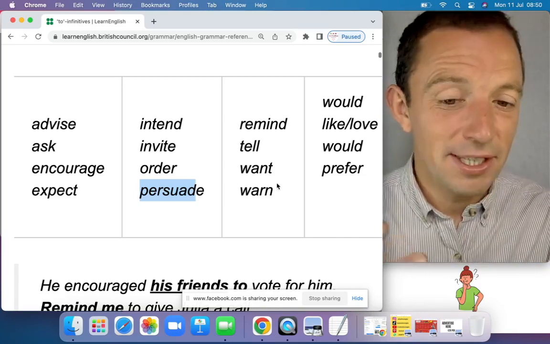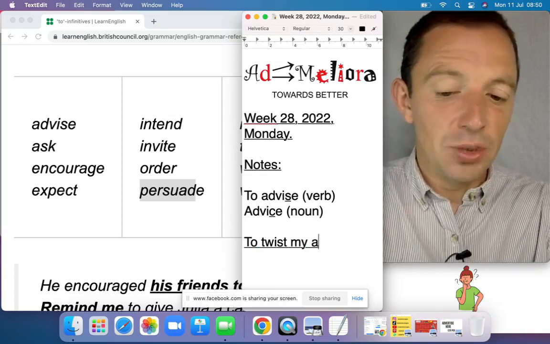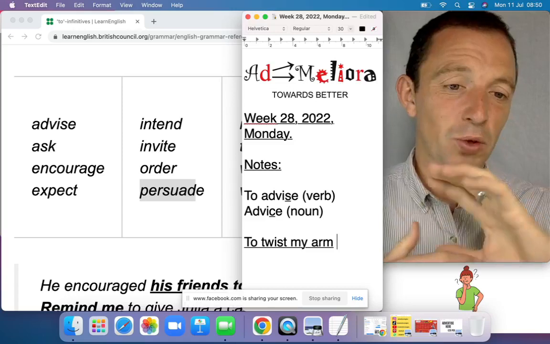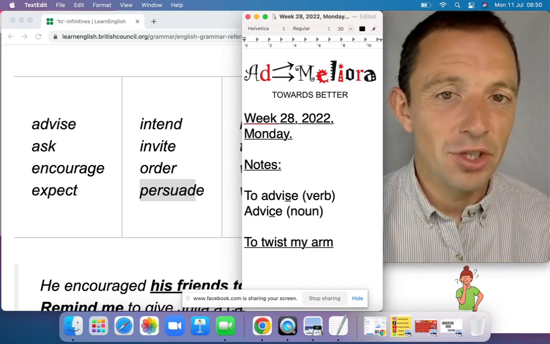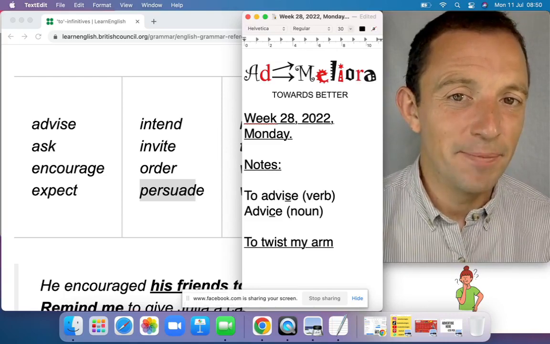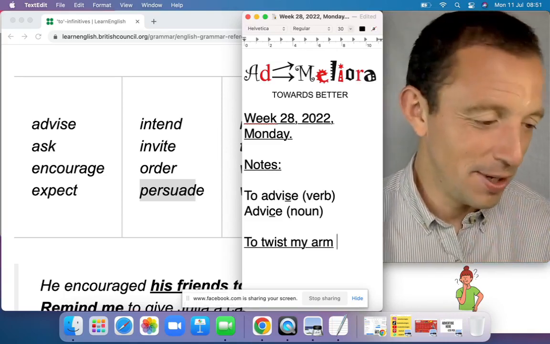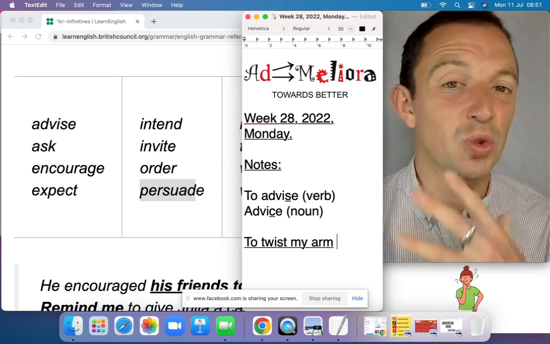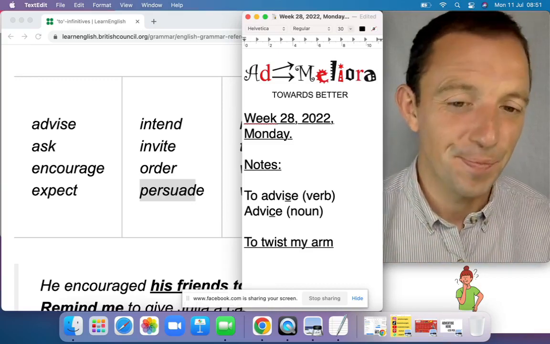We have a couple of expressions related to persuade. In English, we say to twist my arm. The significance of twist my arm is a metaphor to mean to convince or to persuade somebody. Okay, so I don't want to go to the shop, but you persuade me, you twist my arm, you convince me to go. Okay.